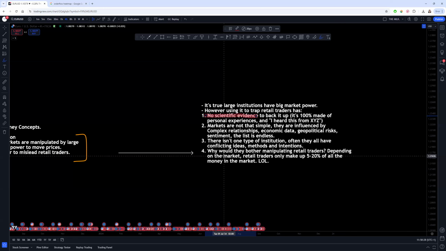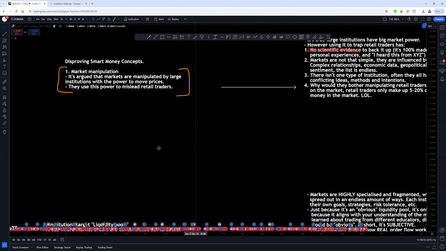Because you've got to think, it's not just, oh, they're going after you specifically. They're also having to adapt that to their own approach and also deal with the other competitive elements of the market, like competing with other institutions and stuff like this. Do you really think it's as simple as them going, oh, looks like there's a load of liquidity there, I'm going to take that up? It makes no sense. It's actually quite stupid. Anyway, next one.